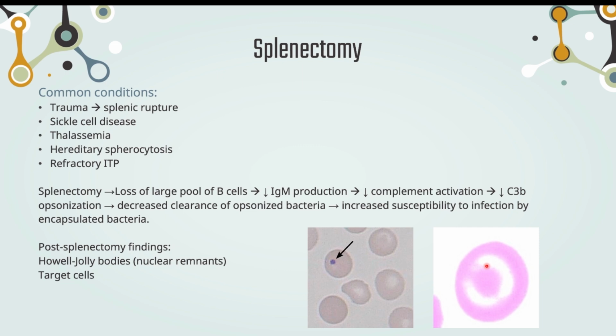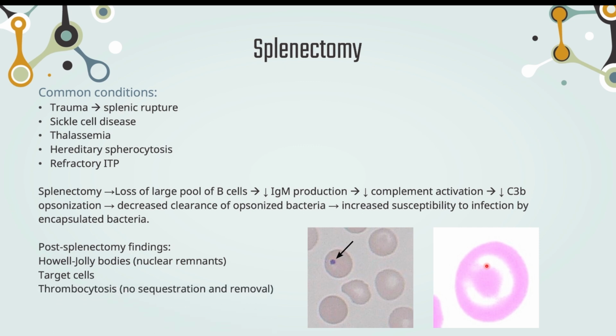All right, normally target cells, when they form, are removed by the spleen. But like I said earlier, after the spleen is removed, this clearance function of the spleen is not present, right? We don't have that feature. Then target cells and Howell-Jolly bodies appear in the peripheral blood smear. Super high yield from an exam point of view.